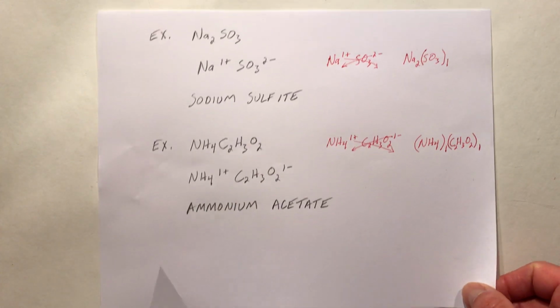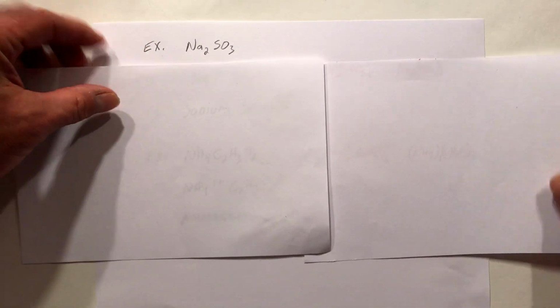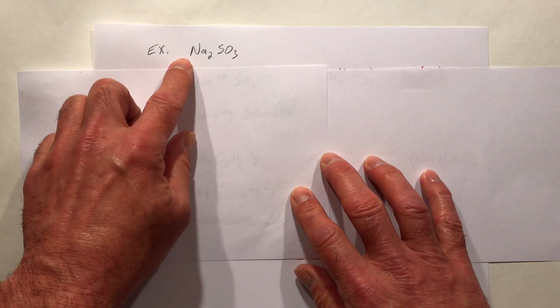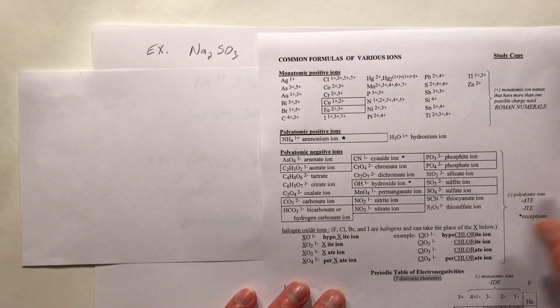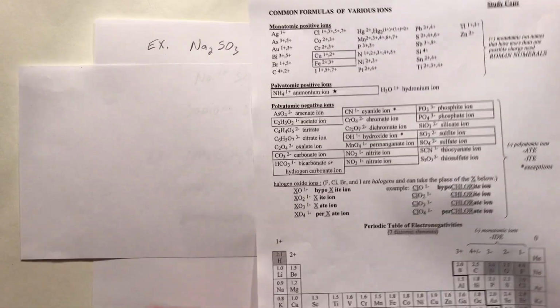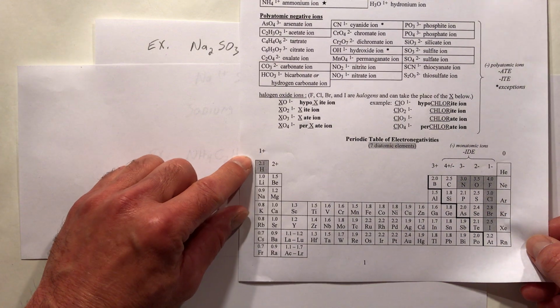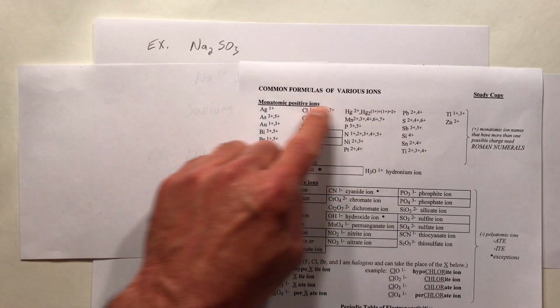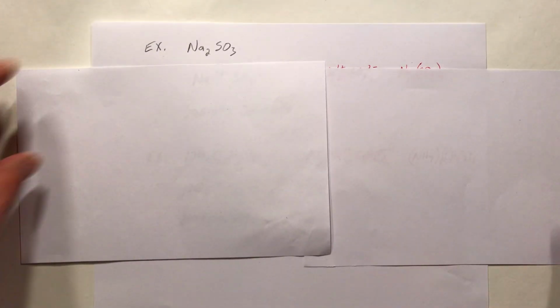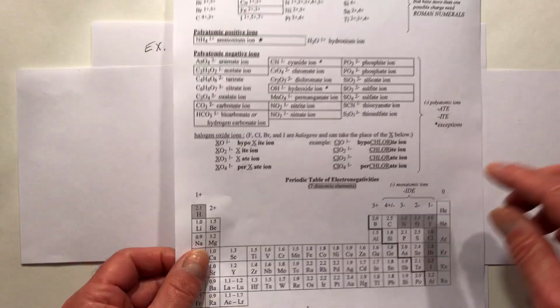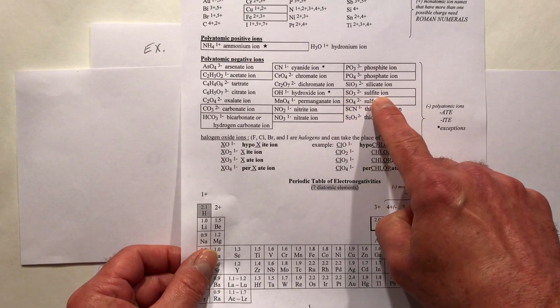All right, let's take a look at a few more examples. Practice, practice, practice. Here we have Na2SO3. All right, so Na is right here on the periodic table. It's in the 1 plus column. Let's double check and we'll see it's not listed up here with any other possible charges. So Na is sodium, so Na1 plus is the sodium ion. And then SO3, well, that's sulfite. SO3's got a 2 minus charge.